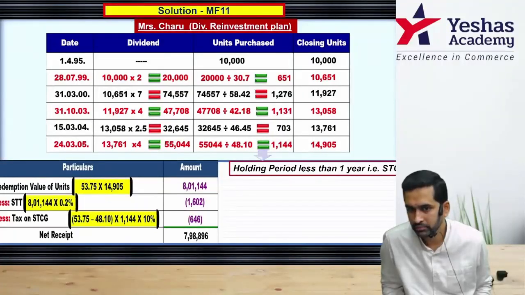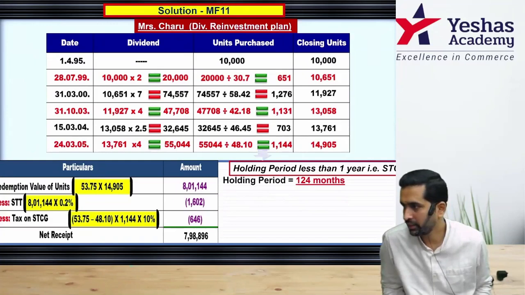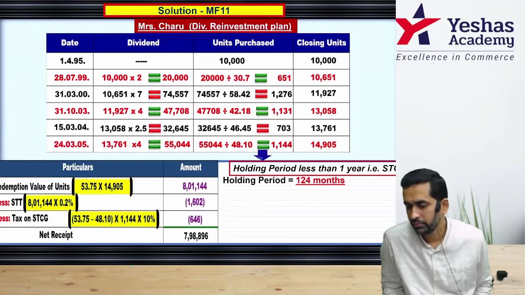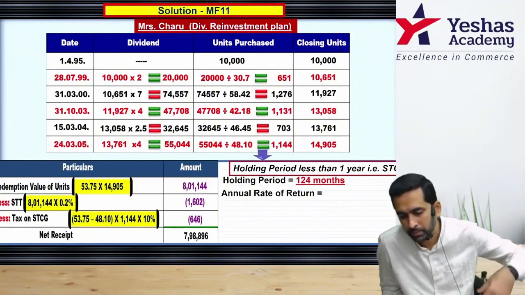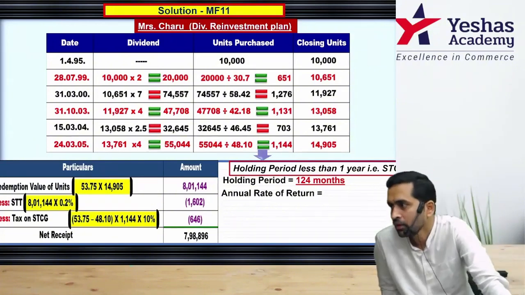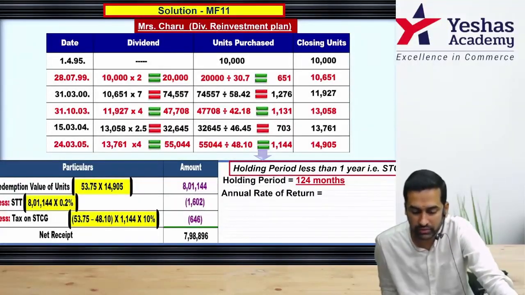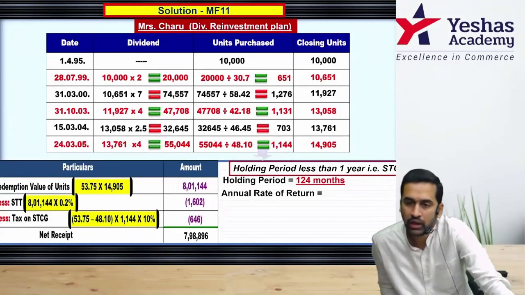Even here, holding period is same, 124 months. There is one possible doubt here. We will discuss. Rate of return. I'll discuss. Annual rate of return is equal to. Now my question, how much is net cash inflow? 798,896. How much is your investment in this?